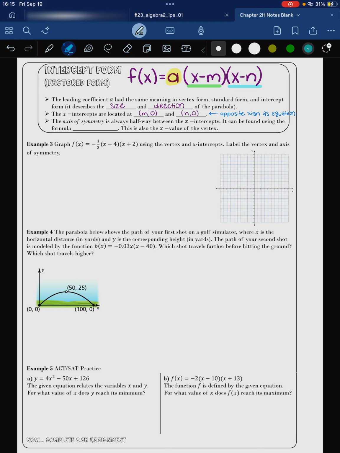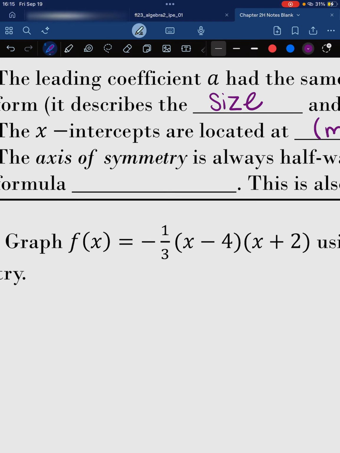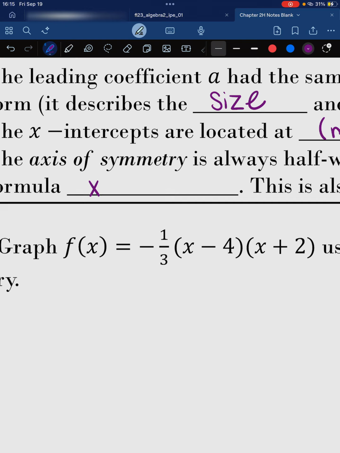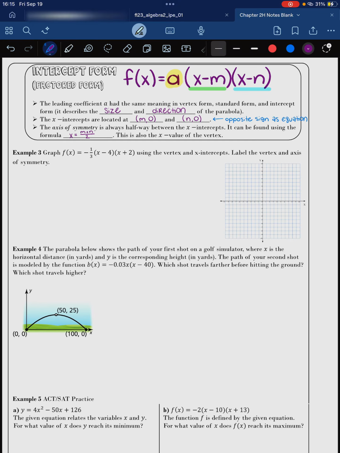Oh, and I forgot to fill out that last blank, the axis of symmetry is always halfway. It can be found using this formula. Basically, you're just averaging the two intercepts together because you know the axis of symmetry has to be exactly halfway between your two intercepts. There we go. So that's a handy equation to have.